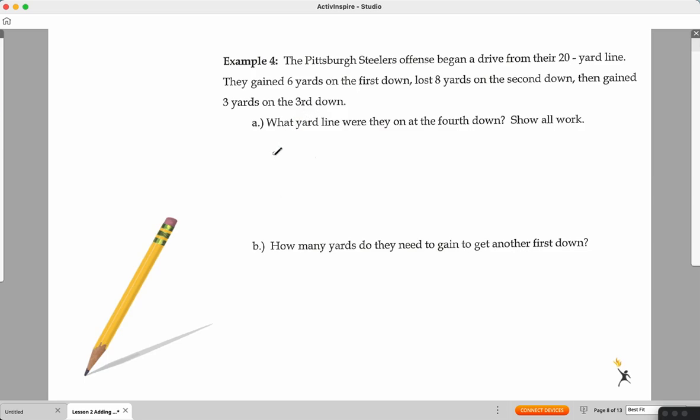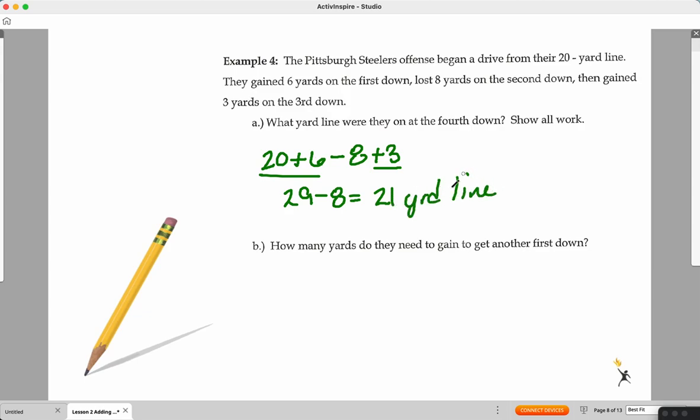All right, now that you've taken a look at it, you start on the 20-yard line. So they're starting with positive 20 yards. You gain 6, you lose 8, and you gain 3 more. So I'm going to do what I did on that first problem. I'm going to add up all my positive numbers to get 29, minus 8. That means they're going to be on the 21-yard line. And then I know that they have to get 10 yards. So to get to 30, they need 9 more yards, which means they're probably going to punt the ball to gain another first down. Okay?